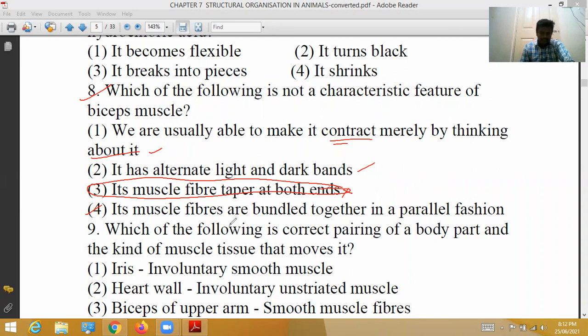Generally, the biceps is a skeletal or striated muscle. Smooth muscle fibers are long, cylindrical, unbranched, thread-like cells, which show alternate dark and light bands. Smooth muscle fibers are spindle-shaped with a swollen middle part and tapering ends. But in the biceps, we could not find this. So for the eighth question, the third option is not a characteristic feature. Ninth question.